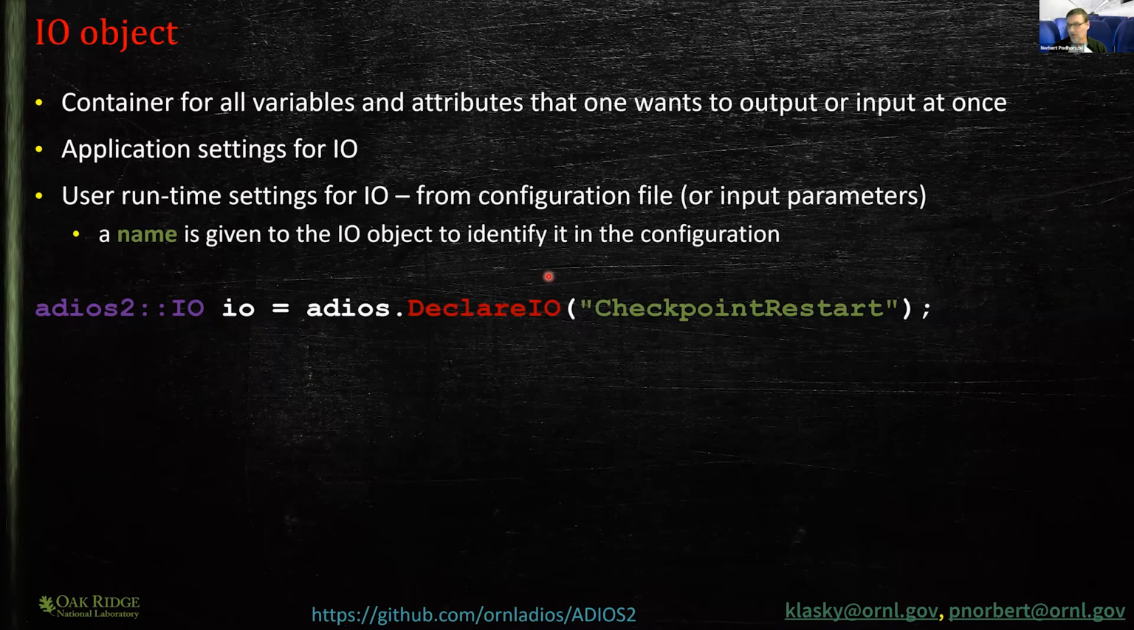Then you create an IO object and you give it a name. That name is used in that external config file to refer to it, so that a user for the runtime can specify things for it, but otherwise it doesn't matter what it is called. That's not the file name. This is just a name for the IO object.